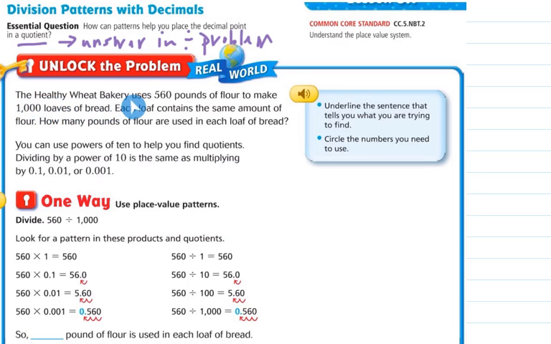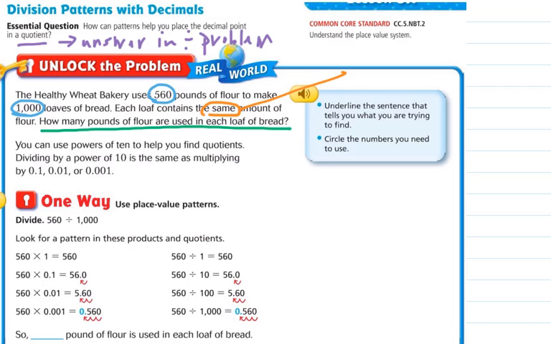The Healthy Wheat Bakery uses 560 pounds of flour to make 1,000 loaves of bread. Each loaf contains the same amount of flour. How many pounds of flour are used in each loaf of bread? So boys and girls, we are going to underline the last statement of that problem because that is a question, and that is what we're trying to find. Also, boys and girls, we're going to circle 560 and 1,000.